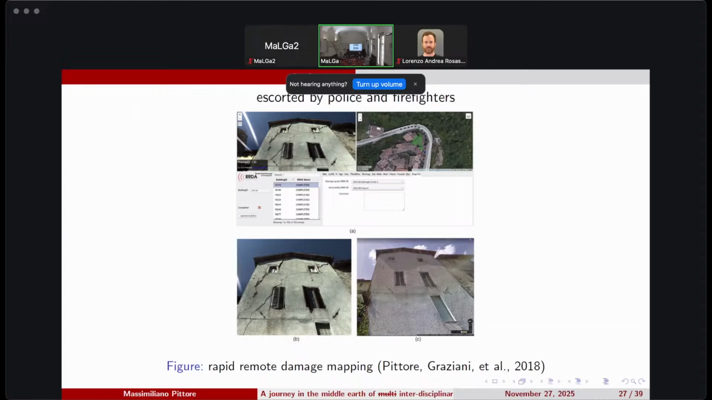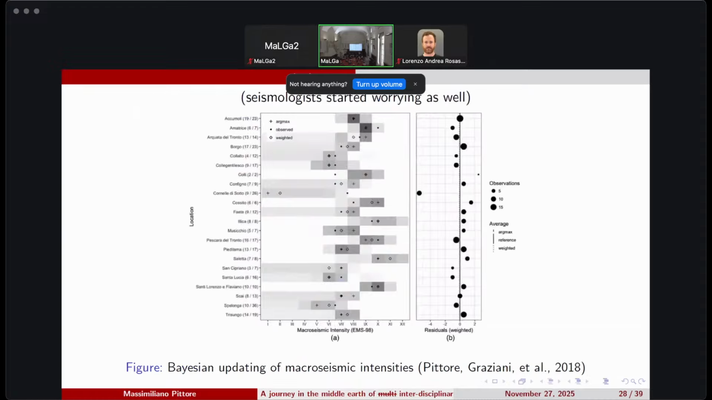And at the same time, we also proved that only by remotely or semi-automatically looking at the images depicting damages on the building stock, we could pretty much determine the macroseismic intensity that was associated, which in the past was done by manual assessment, very lengthy and even dangerous if you have to do it in an epicentral zone. So this was quite a nice result.